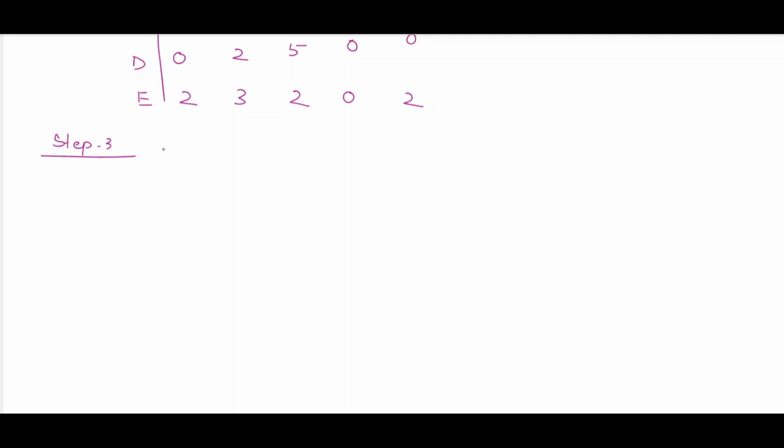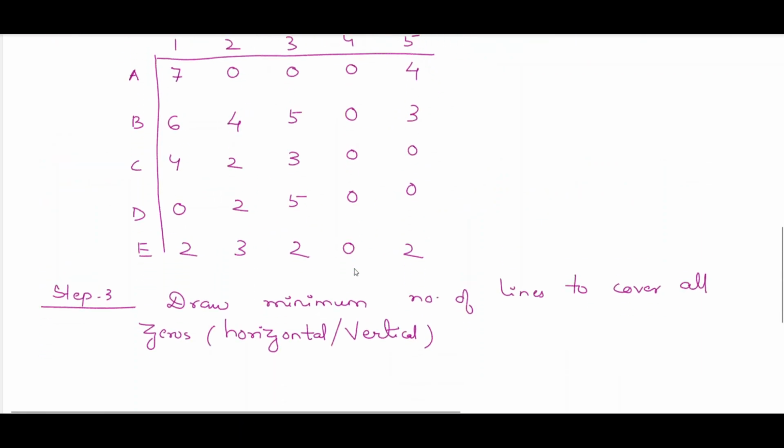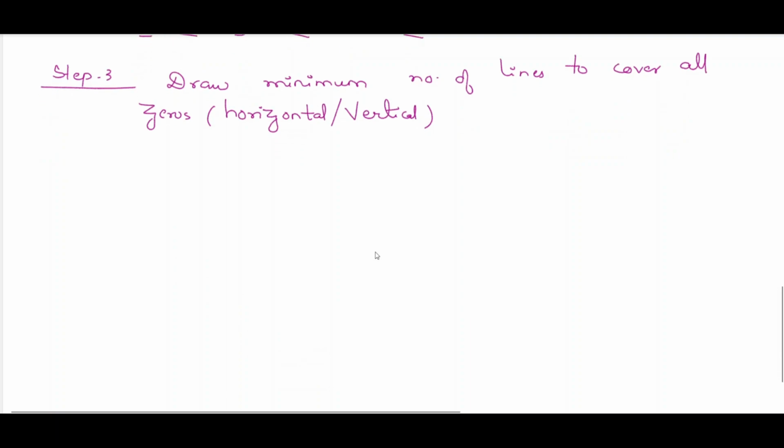Step 3: draw the minimum number of lines to cover all zeros, horizontal or vertical. Okay, see, this is the table given to you. So let me work it out here again.